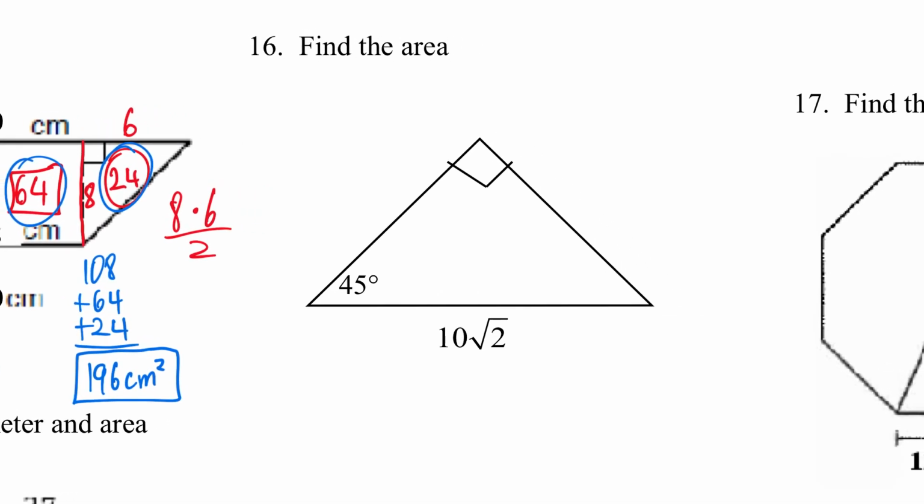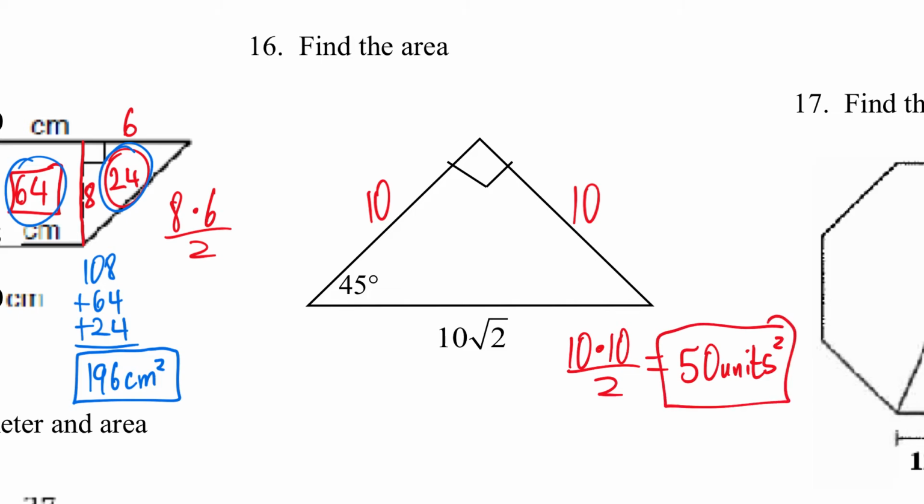Okay, number 16. This goes back to stuff that we did right before Christmas. So on our 45, 45, 90 rules, going from the hypotenuse back to the leg, what do we do? Divide by the square root of 2, which means both of these are just 10. And so 10 and 10 is my base and height. So just base times height divided by 2. It'll be 50 square units.